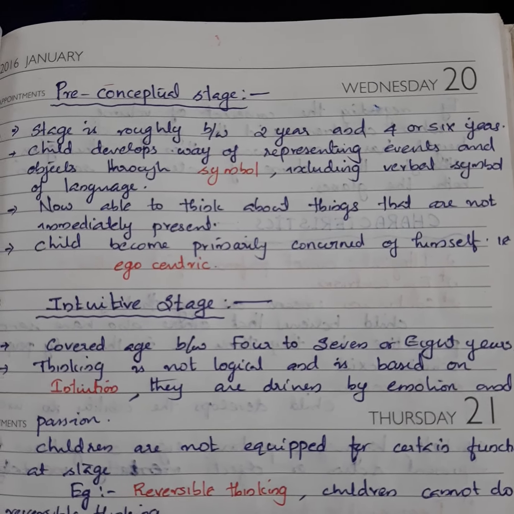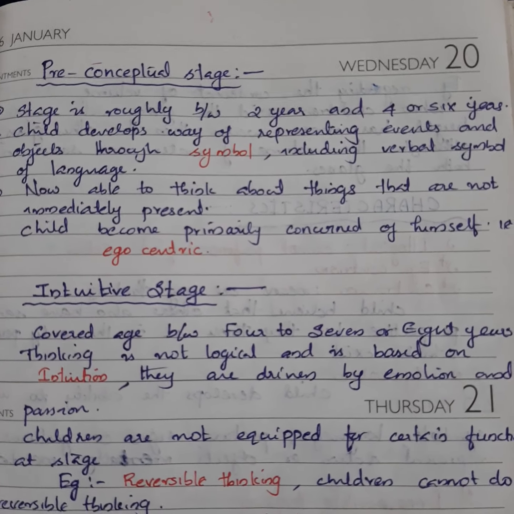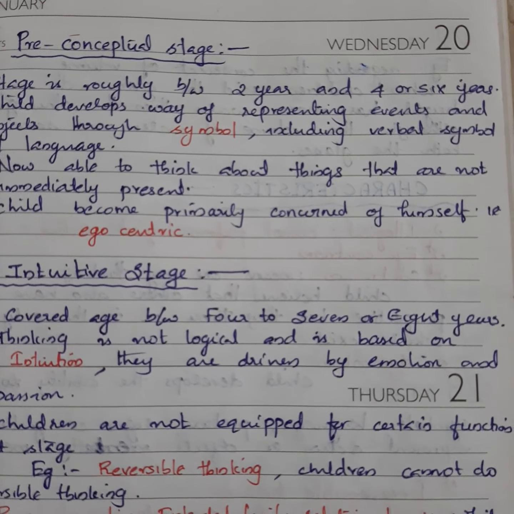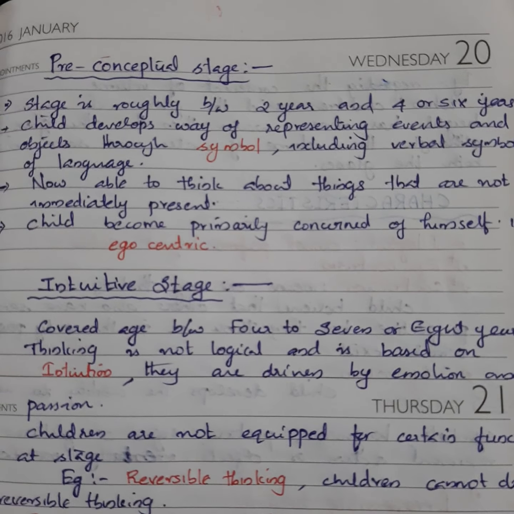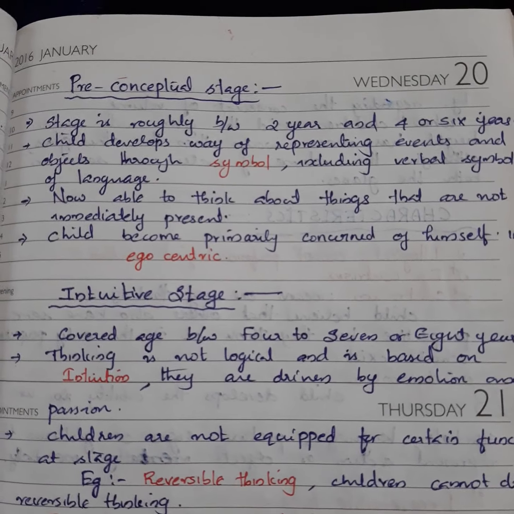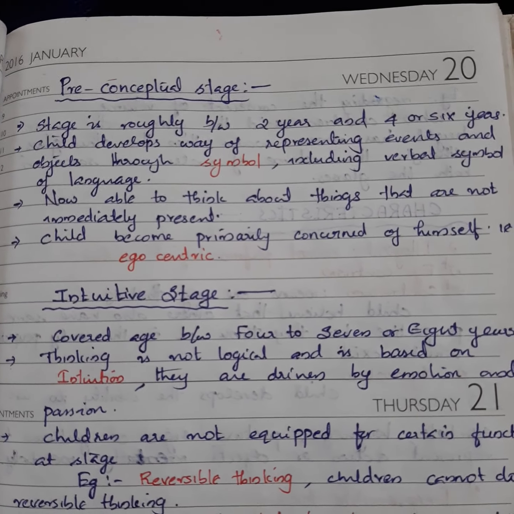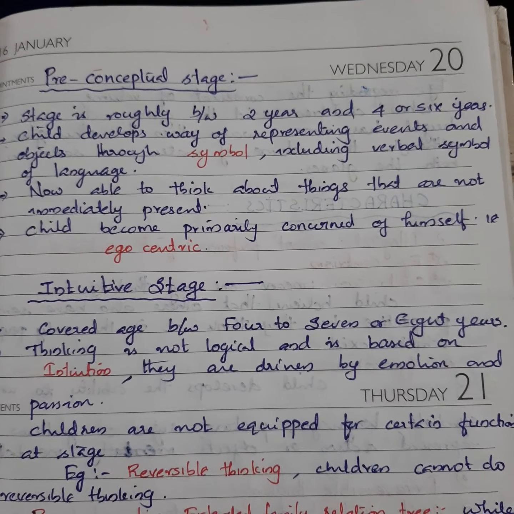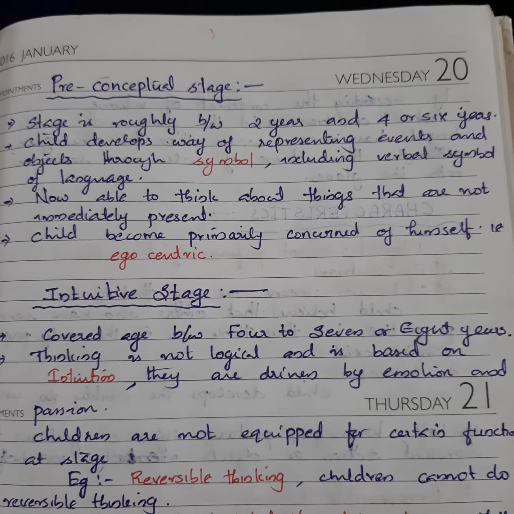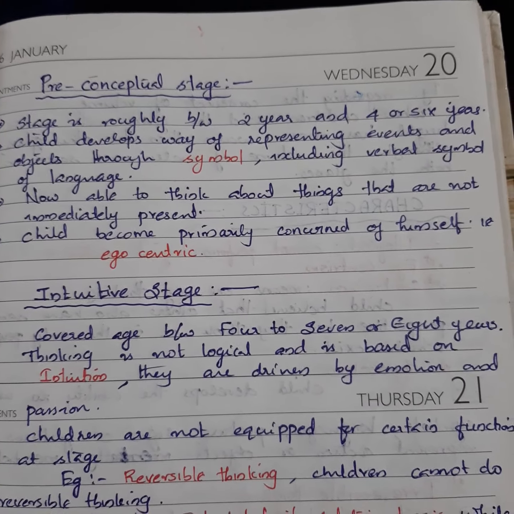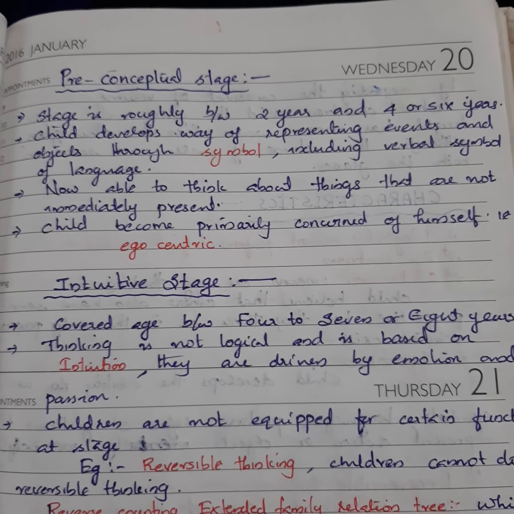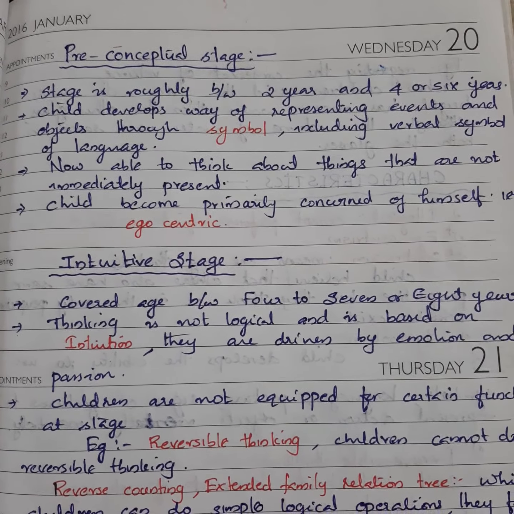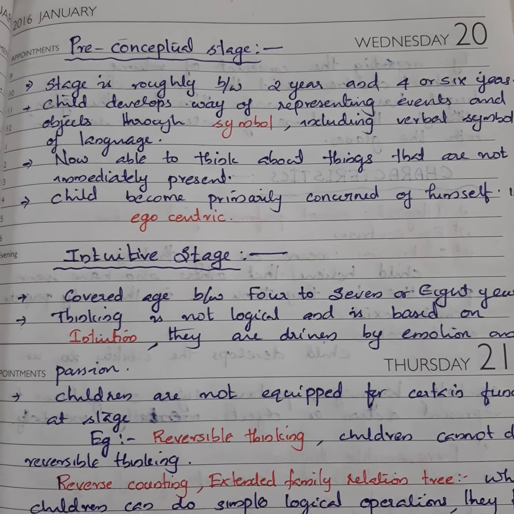Piaget called these characteristics symbolism. Along with this, their ideas of right and wrong are governed by the people around them. Now the children can think about things that are not immediately present. That is, we already learned about object permanence. Another most important characteristic of the preconceptual stage is egocentrism.